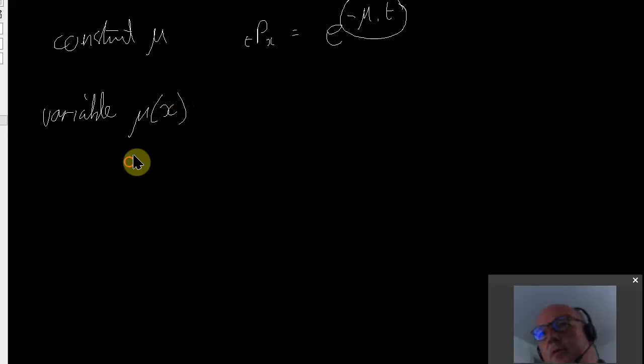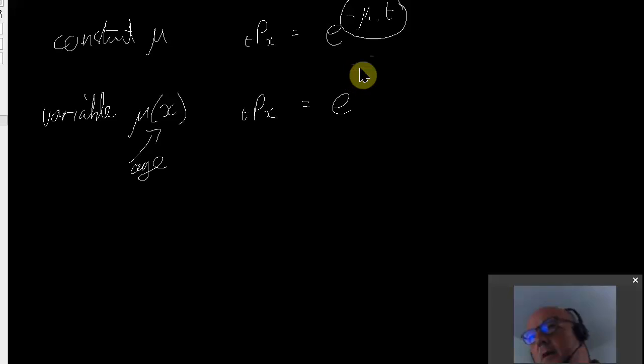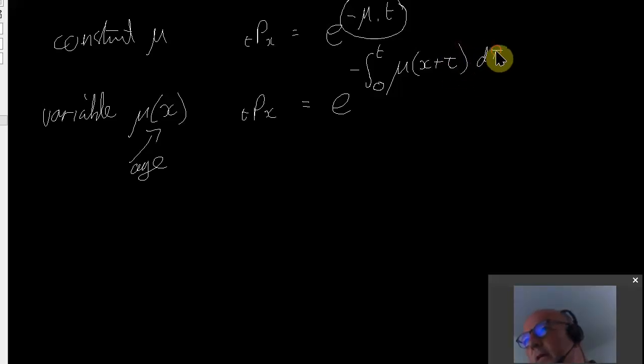Mu is a function of age, which you naturally expect it to be. In fact, it will be. So now I can do tPx is equal to e to the minus the integral between 0 and t of the force of mortality as a variable, which here is going to be x plus whatever the integrating variable is. Let's call it tau, d tau.